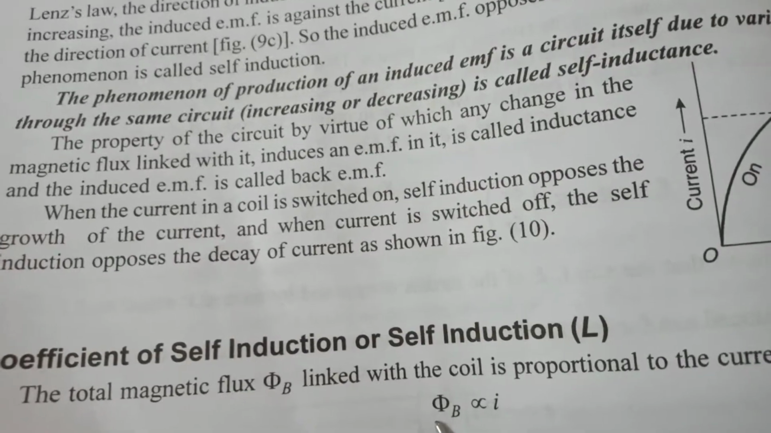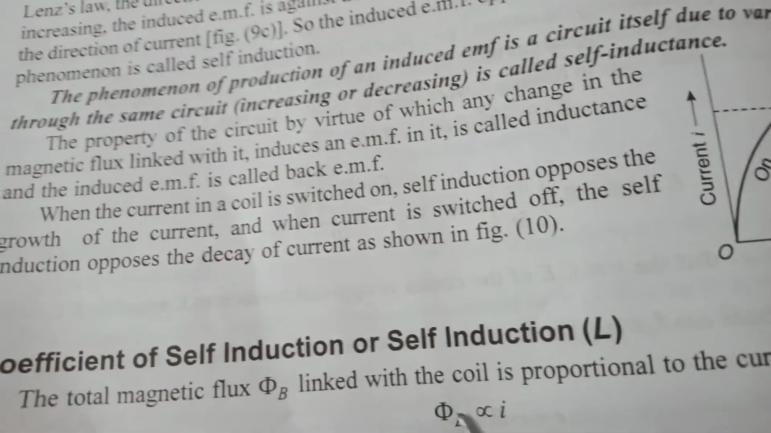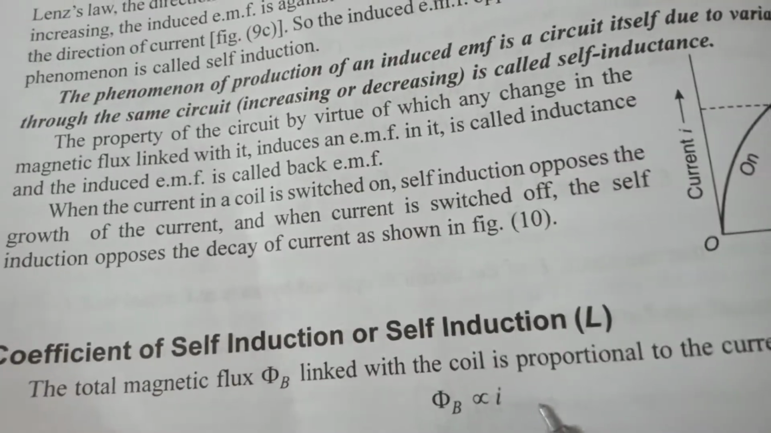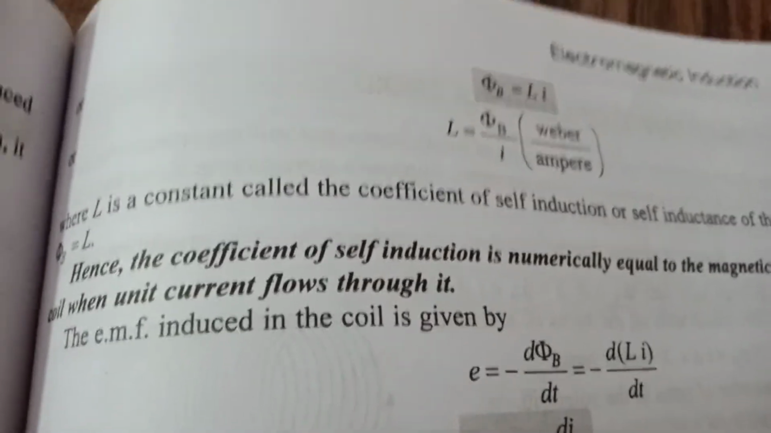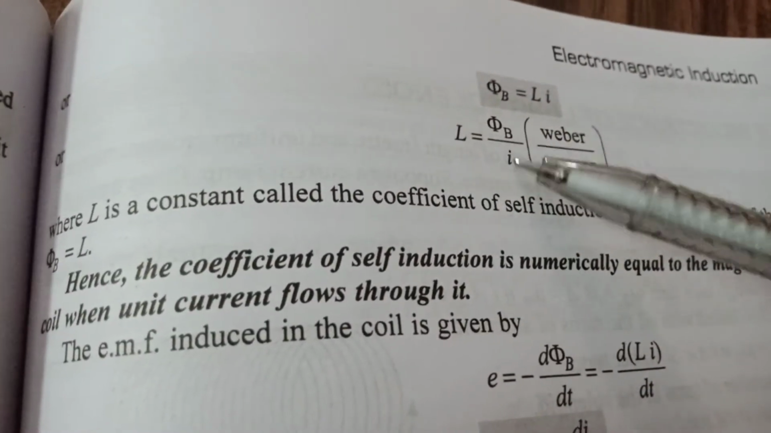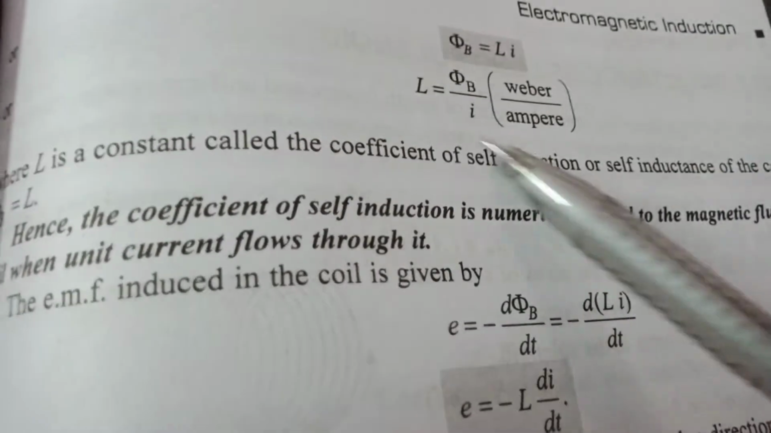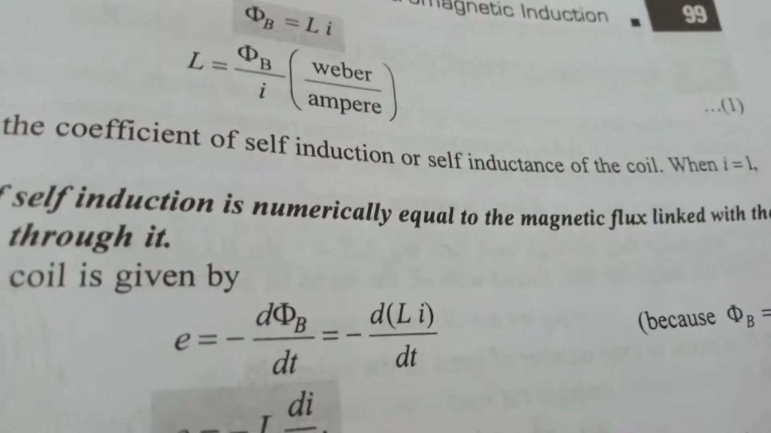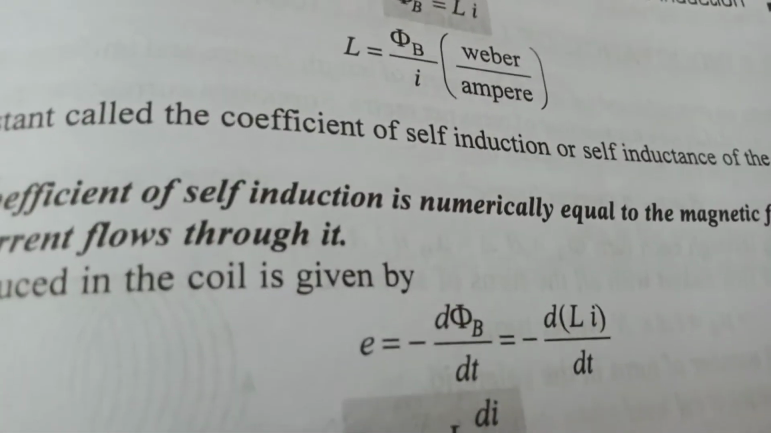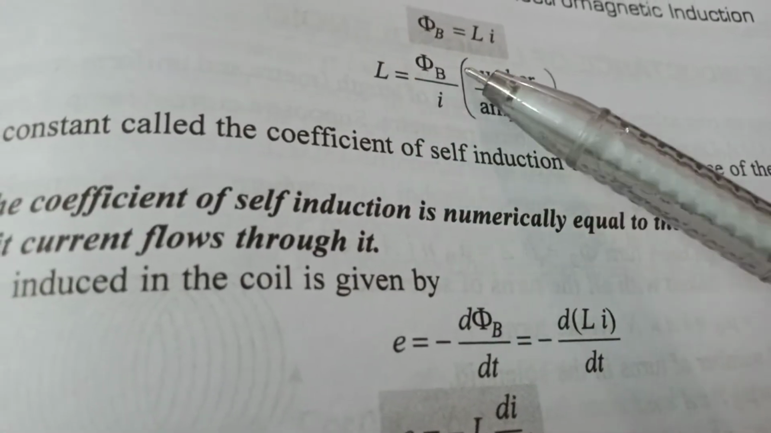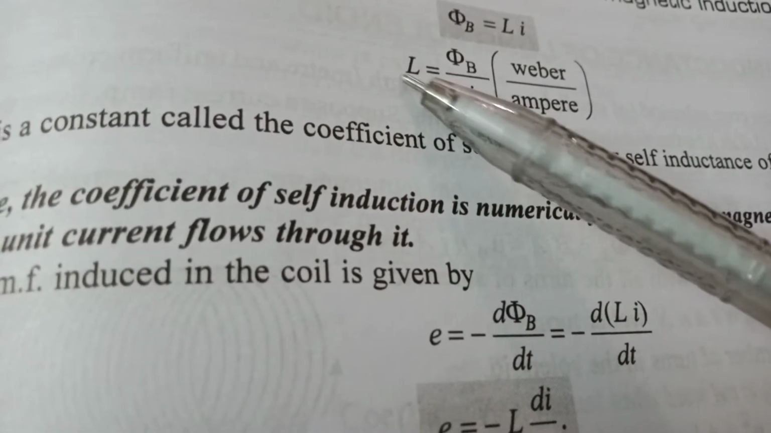Phi B is the total magnetic flux linked with the coil. That is directly proportional to current. So, phi B is proportional to I. Or phi B is equal to L into I. L is equal to, from here, phi B by I. This L is called coefficient of self-induction or self-inductance of the coil. When I is 1, L is equal to phi B. So this is how we get a definition for L.